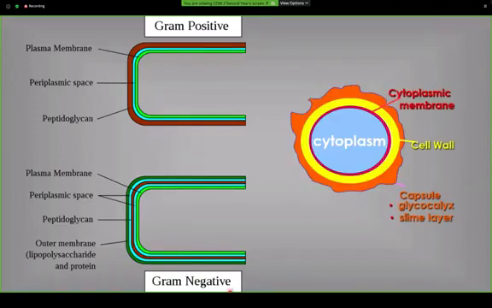Okay, so this is just a structure of how the cell wall is built. And I'm just trying to add color. As I told you, I'm not an artist. Just try to live with me.